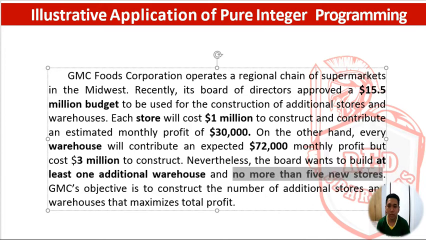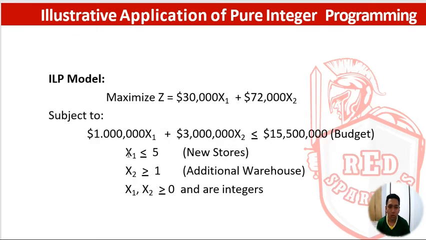And yung no more than 5 new stores. Pag sinabing no more than 5 new stores, ang Tagalog nun ay hindi na pwedeng tumaas sa 5 ang stores. Meaning, stores should be less than or equal to 5. Kasi hindi na pwedeng tumaas sa 5. No more than 5. Ito yun. Should be less than or equal to 5 and our x2 is greater than or equal to 1.